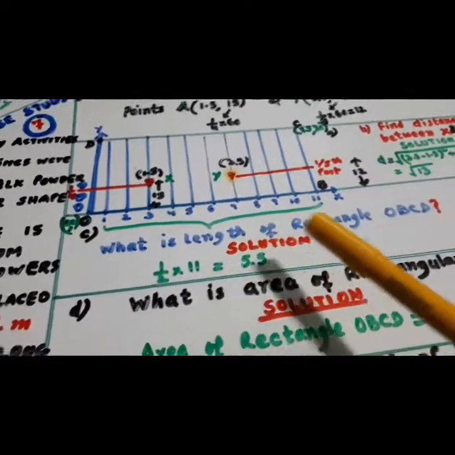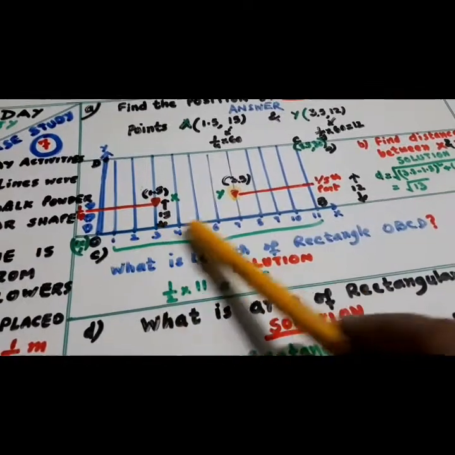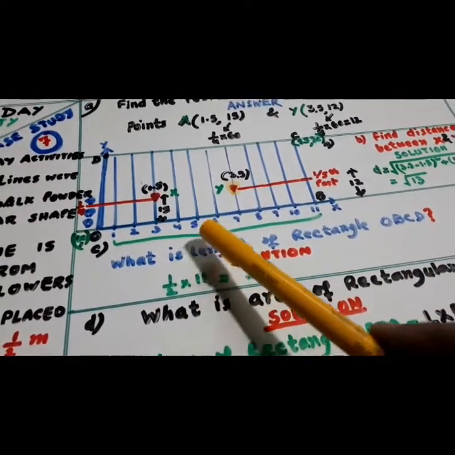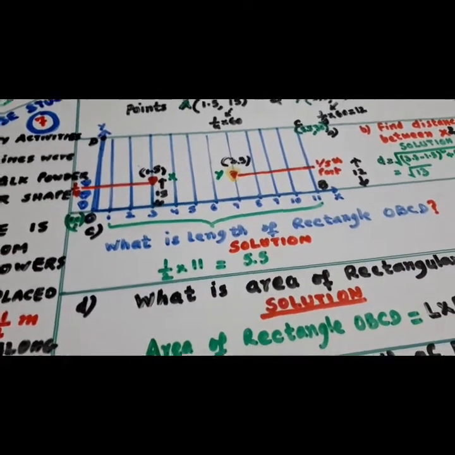Now, what is the length of the rectangle OBCD? This is 11, half of 11. This is half meter each. So 5.5 meter.